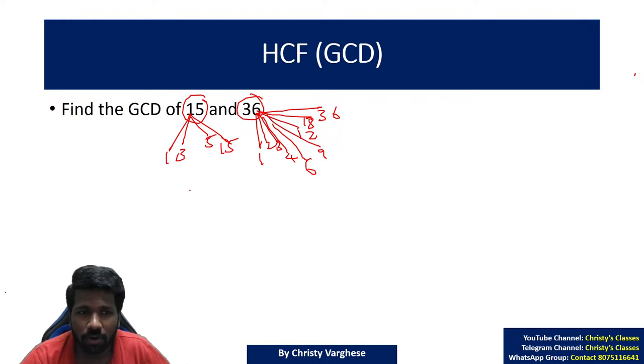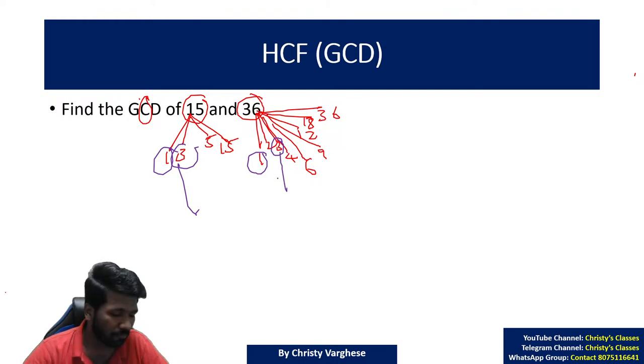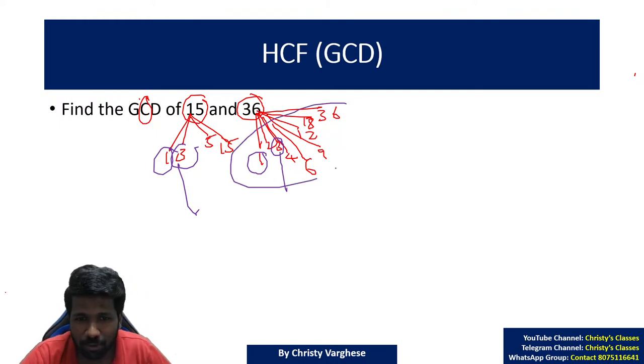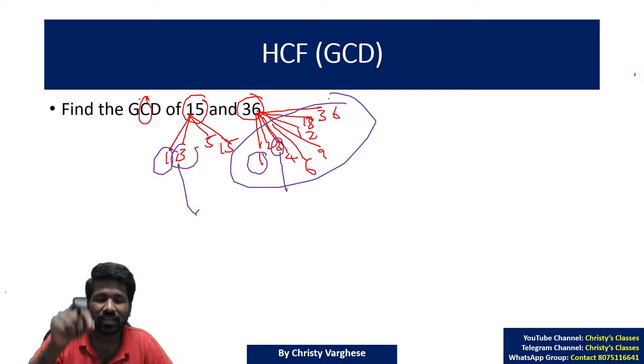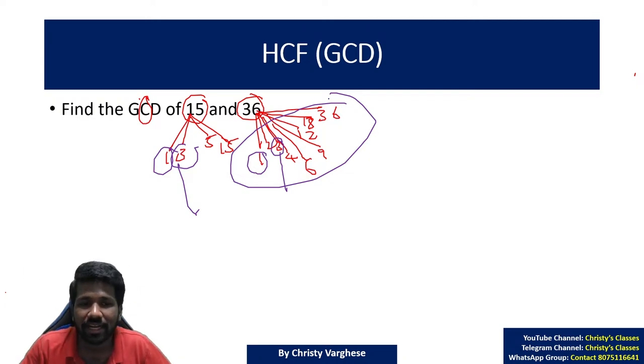So listing out all the factors, we need to find the common divisors or common factors, the highest common factor. So which are the common factors? 1 is a common factor. 3 is a common factor. These are the only common factors. Now, highest or greatest common factor means 3 is the greatest common factor. So one way is listing out all the factors, picking the common factors and finding the highest. But that is time consuming.